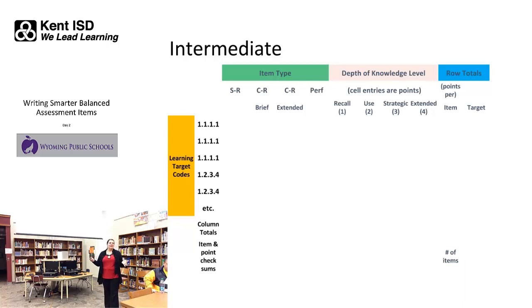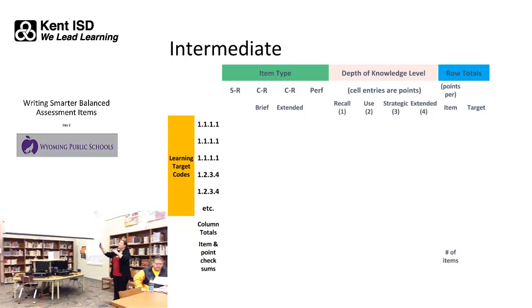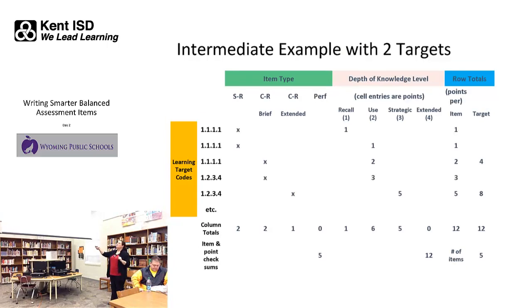So how are we taking this a step further? What are the differences between the blueprints? On the intermediate, I have 2 targets listed here, but I have them listed multiple times. Whereas on the basic blueprint, you could put multiple questions per target, you're just addressing one question per target here. Because this time it's going to ask you, well, what type of question are you going to use to assess students?